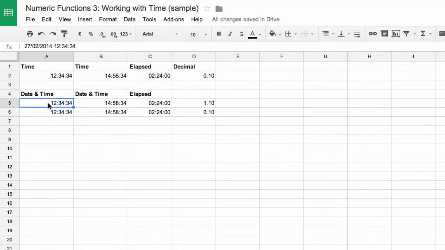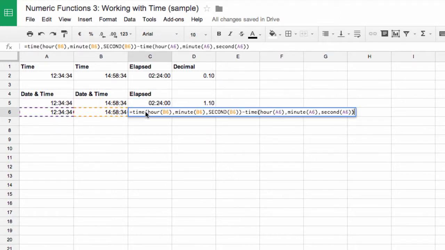And if I click into it, you'll see that it's actually using date and time. So this is the 27th of February 2014 at 12:34, and this one is the 28th of February at 14:58. So an actual whole day has elapsed between these two times, and that's why it's coming out with a decimal of 1.1. So if you are working with dates and times, you will need to elaborate your formula from just taking one cell away from another to be a little more complex.